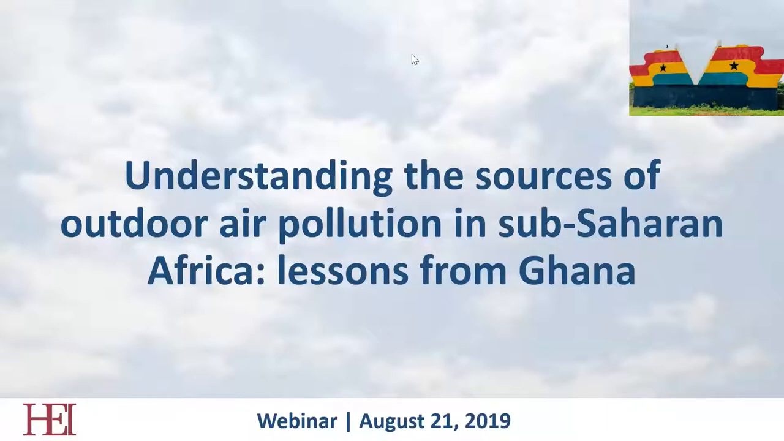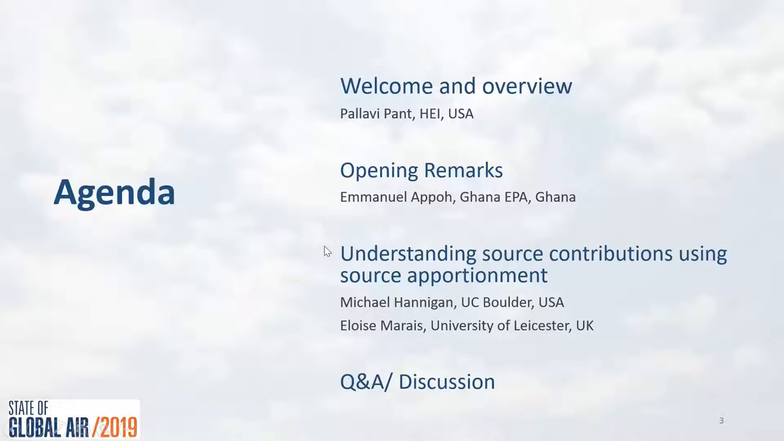My name is Pallavi Pant and I'm a scientist at the Health Effects Institute. And I'm very pleased to welcome our panelists for today's session. We will get started with just a little bit of a background, and then we will hear from Mr. Emmanuel Appoh at the Ghana Environmental Protection Agency, followed by some detailed talks from Dr. Michael Hannigan, who's at University of Colorado Boulder, and Dr. Eloise Marais, who's at University of Leicester in the UK, about different strategies that can be used for source apportionment work and some of the projects that they have been participating in.